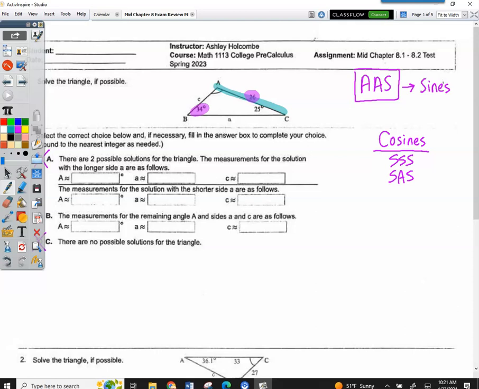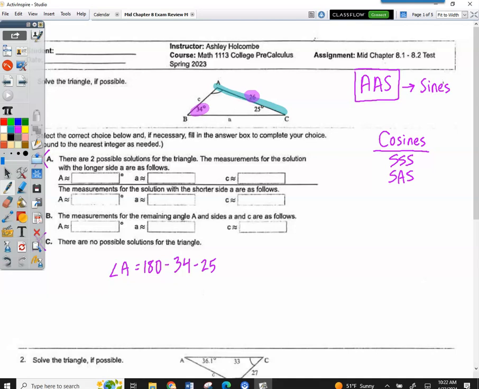Okay. Does anyone need me to work this one? Number one. You would just decide which one you want to solve for first. I would solve for angle A first, because I know more of the angles. So angle A would be 180 minus 34 minus 25. Then you would solve for either little a or little c using your anchor fraction.